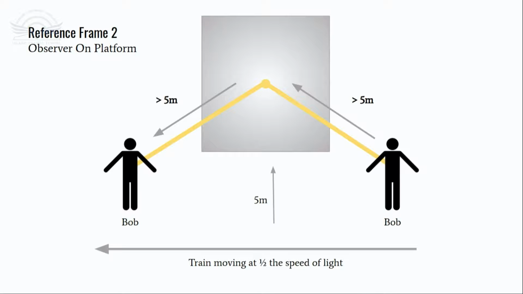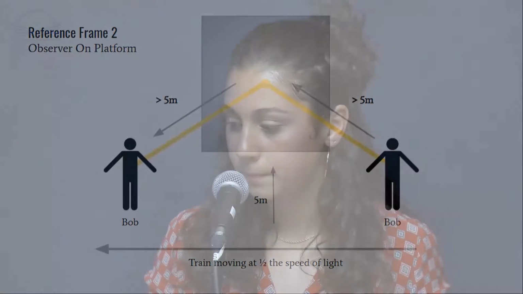This is Europe's perspective from the platform. You see his light move diagonal to the mirror, because the mirror has moved since the light was produced. And now after the light hits the mirror, it is then going to move back on a diagonal back to Bob, because Bob has now moved past the point where the light hit the mirror.